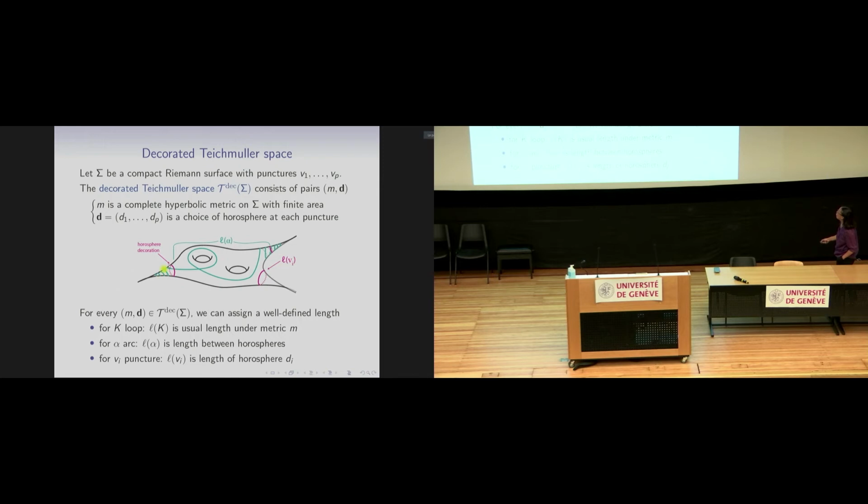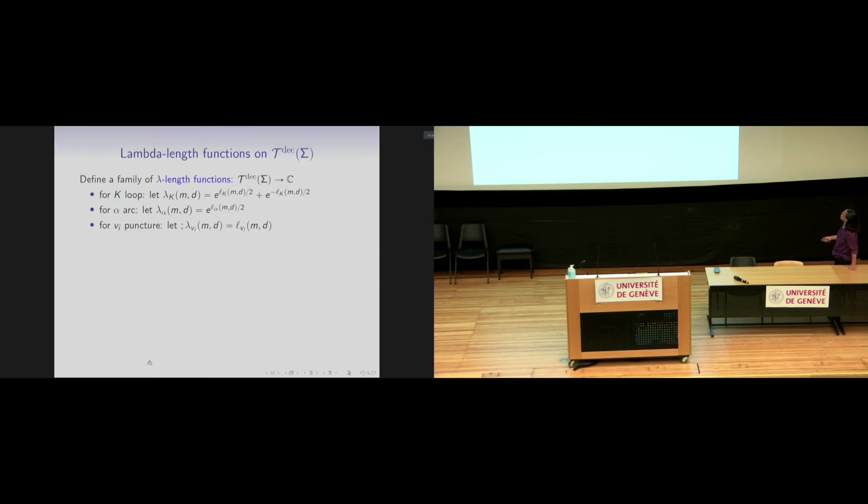Okay, so here's the picture. Suppose I have an arc that goes from one puncture to the next. Now I can just lop off where it meets the horosphere and measure the length in between. Okay, so I have a length of loops, length of arcs, and also length of punctures. And then you can define these lambda length functions. They're called lambda lengths because, I think due to Penner probably, if you have a loop, then you take e to the length over 2 plus e to the minus length over 2. If you have an arc, you just take one of the terms, e to the length over 2. And if you have the vertices, you just take the length of the horosphere as it is, without any change.